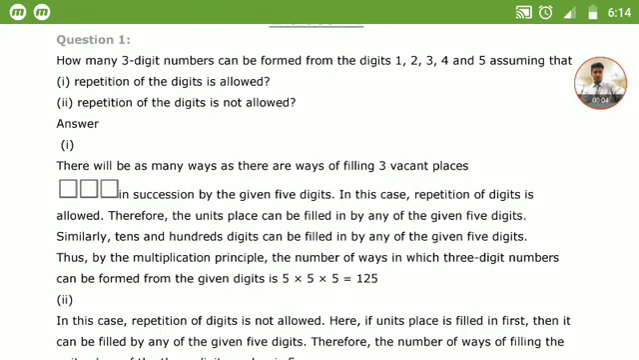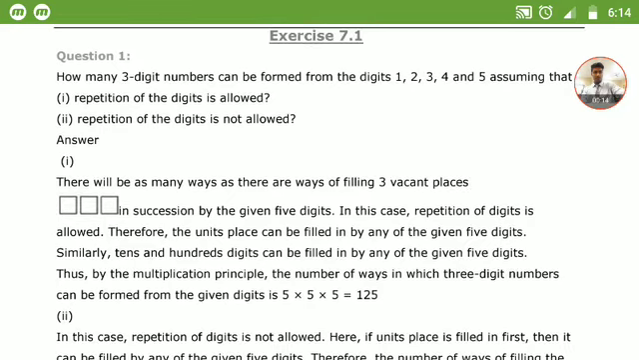In the last class, we discussed the basic meaning of permutation and combination. I believe we have noted it down. Now in this class, we'll be starting off with exercise 7.1, where we have to deal with solving numericals using the principle of counting.